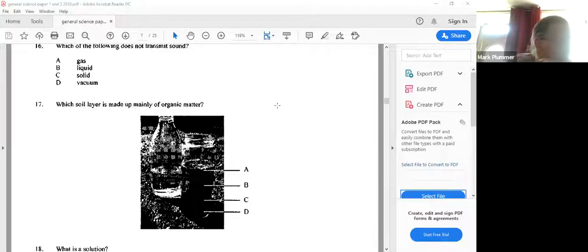Sorry, number 17. The answer to number 17. Sorry, it's not a very clear picture. The water goes on the top. The answer to number 17, organic matter, I do apologize, is B.